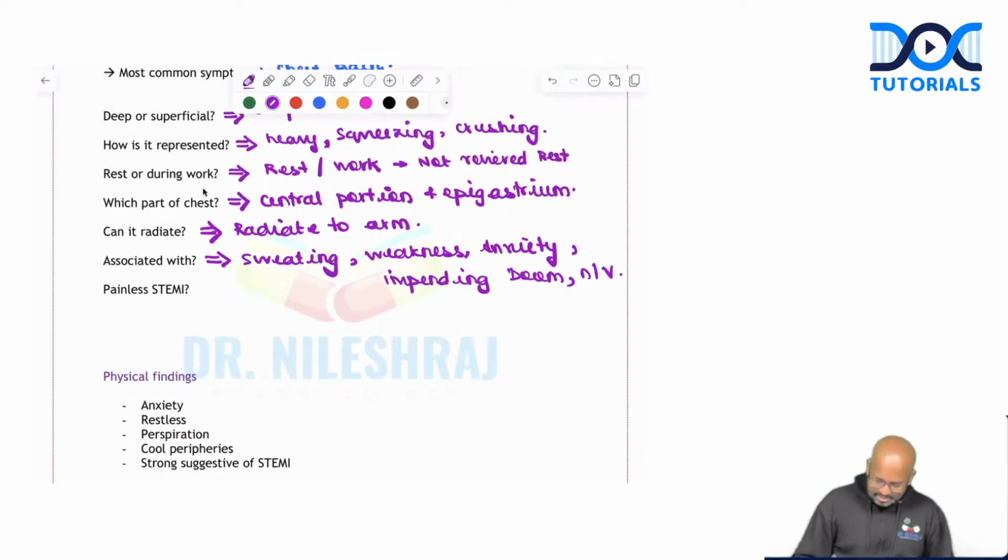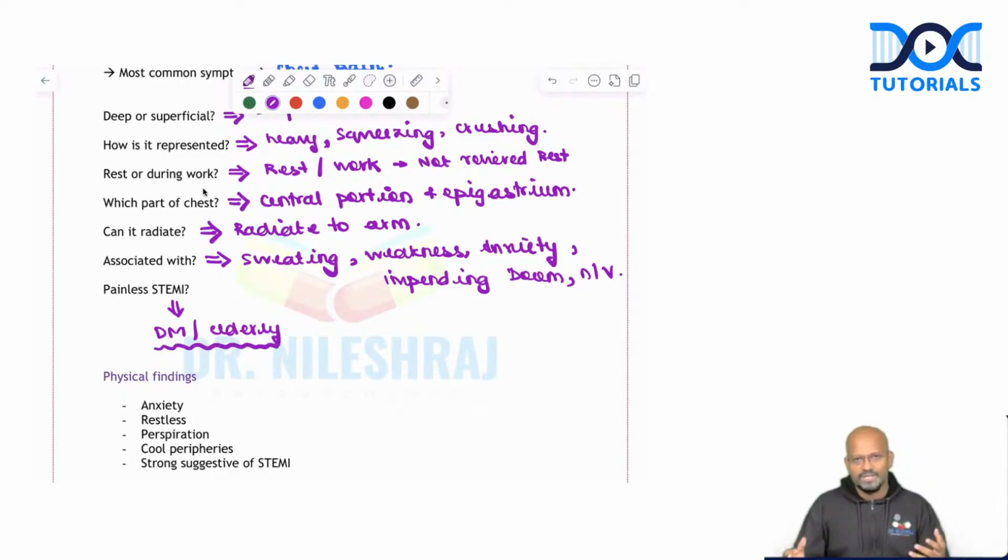Now, this painless STEMI can be seen if a patient is a known diabetic or if a patient is elderly. That's why mostly we see very elderly individuals, more than 80, 90. You would have heard that story that they went to sleep in the night, and the next morning they didn't wake up. They had a very good death on the bed itself, right? Because those patients will not be having pain. That's the concept of painless STEMI. So diabetes mellitus, or the elderly, might have a painless STEMI.